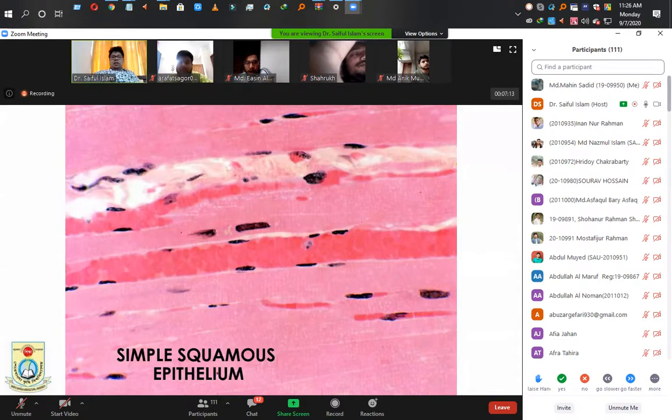Can you identify the squamous epithelium here? This is the squamous or flat epithelium, and these are the blood cells. You see the red ones are basically RBCs. So these are blood vessels. The wall of the blood vessel is lined by flat epithelium, or you can say simple squamous epithelium.